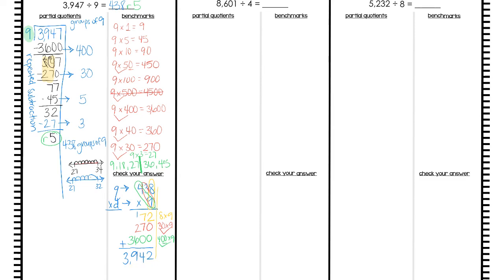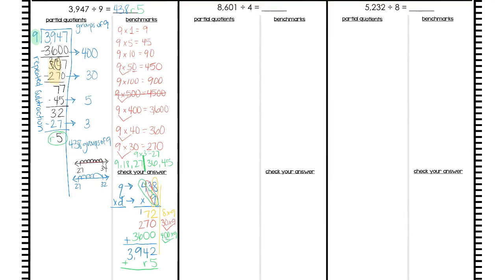That tells us we forgot about our remainder. Once we add our remainder of 5, we have 7 1s, 4 10s, 9 hundreds, and 3 thousands. That is what we started with. So 438 remainder 5 is correct. Great job. Now let's move on to problem number 2.